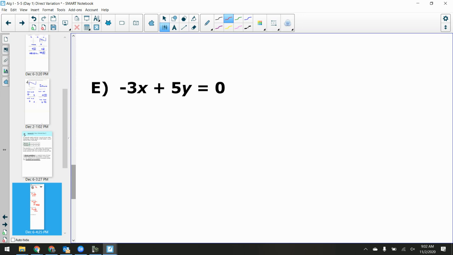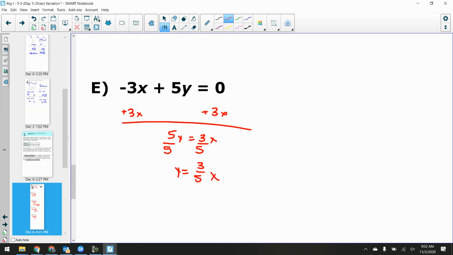Okay, what's the first step to getting y alone? Carson? Good. So that gets me 5y is equal to 3x. Carson, what do I do next? So y is equal to 3/5 x. Is this a direct variation? Yes. This is a direct variation. It is in that form y equals kx. So we can say yes, and the k value would be 3/5.